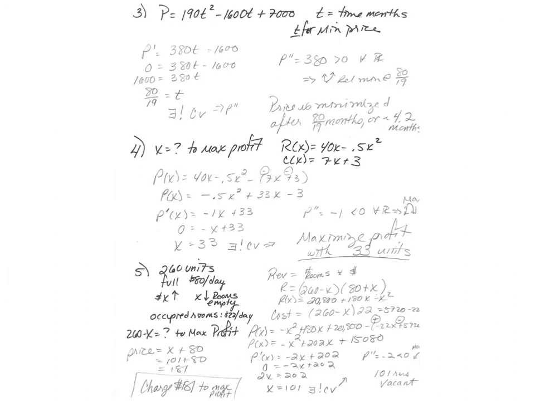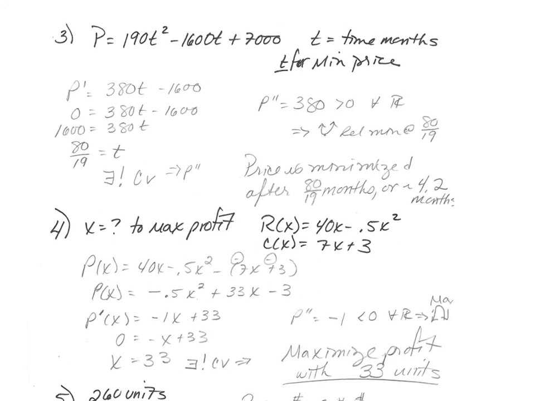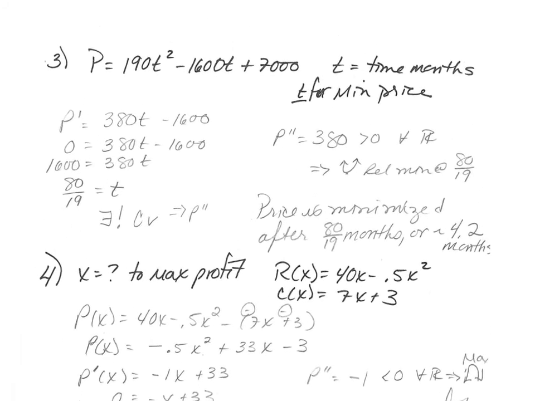For the next problem, we're being asked to find the number of months in time until we get a minimum for the price. And so here's the function they give us. T is in months. T is the time we're looking for the minimum price. That's our question.